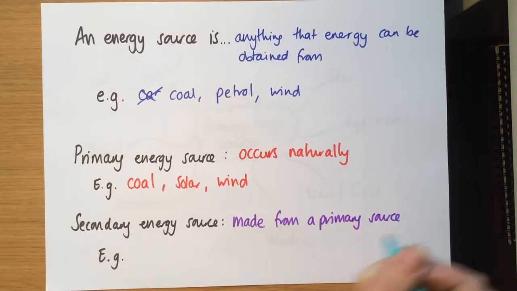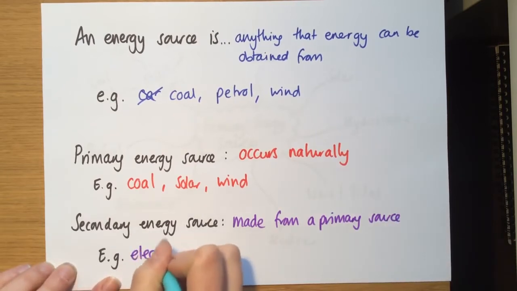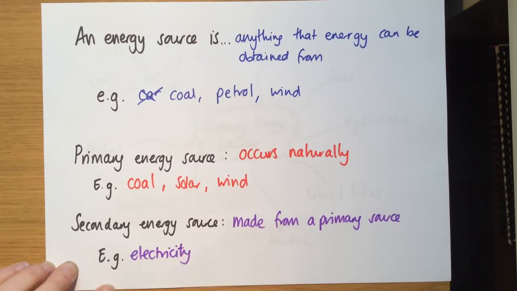Now the big example that you need to know about is electricity. Okay, now electricity does occur naturally, lightning, but you can't really harness it there. You can't use it to power your lights or your house or anything like that. We make it using a primary source. We make it using coal, or we make it using solar energy or anything like that.